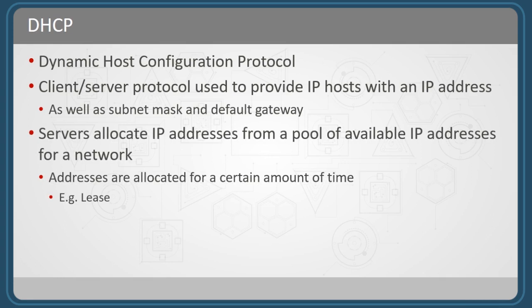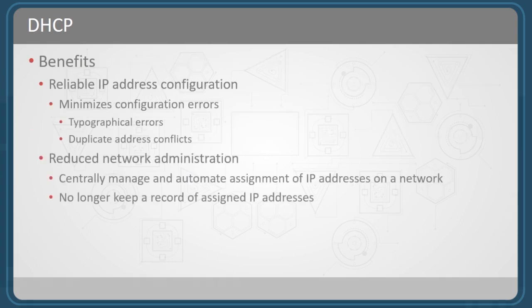Now, servers allocate these IP addresses from a pool of available IP addresses for the network, and it's up to you as the administrator to determine what that pool is. But once you have it defined, addresses are allocated from the pool for a certain amount of time known as a lease. In most environments, you'll probably find it's about a week, but that's up to you.